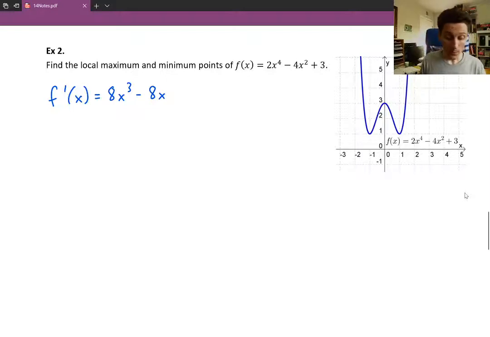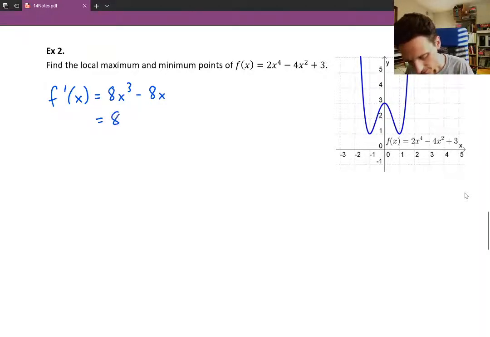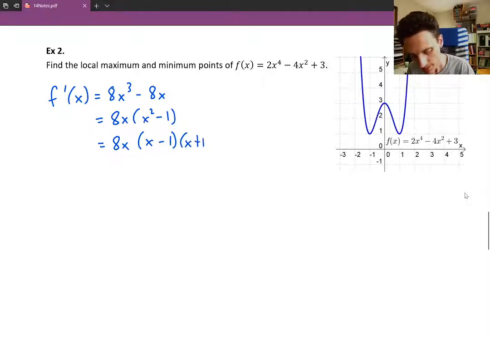So in a moment, we're going to be trying to figure out where this first derivative is equal to 0 and where it possibly does not exist. And so we're going to want to have this in factored form. So let's go ahead and factor this. There's an 8x in common. Then we can factor x squared minus 1 as x minus 1 times x plus 1.